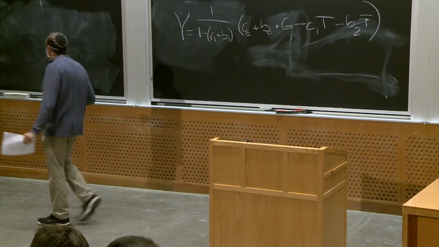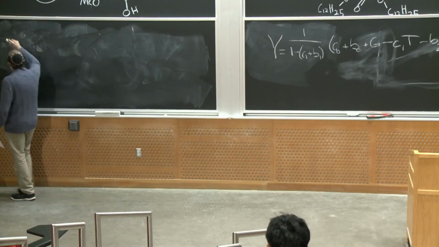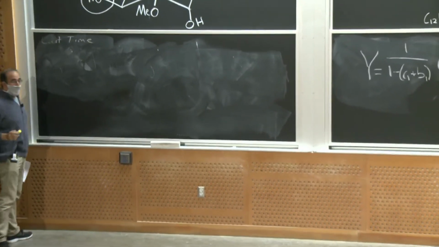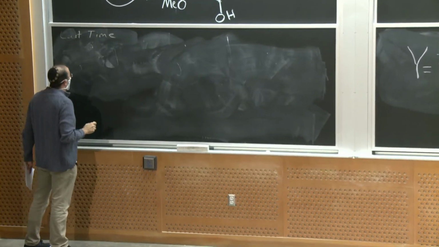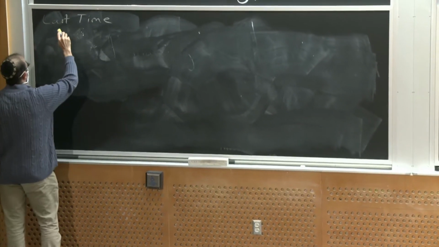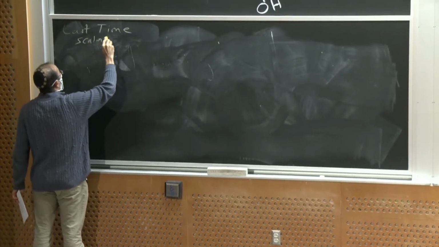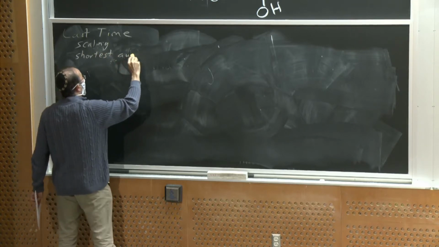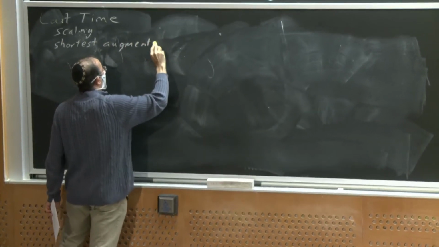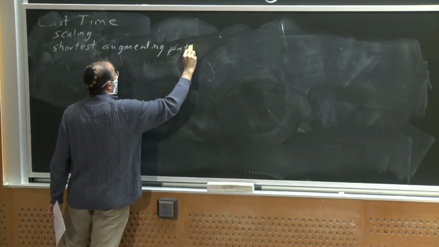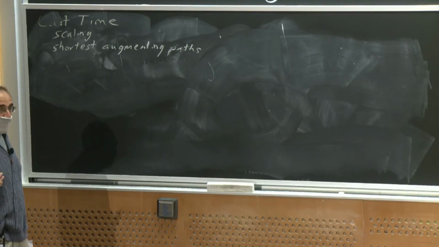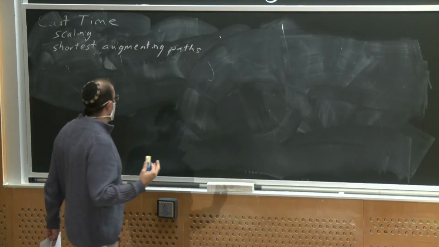All right, well, we're going to pick up right where we left off. Last time, we talked about a variety of algorithms, right? We talked about scaling, and then we talked about shortest augmenting paths. And these were both algorithms that achieved polynomial time bounds for finding maximum flow, but different kinds of polynomiality.